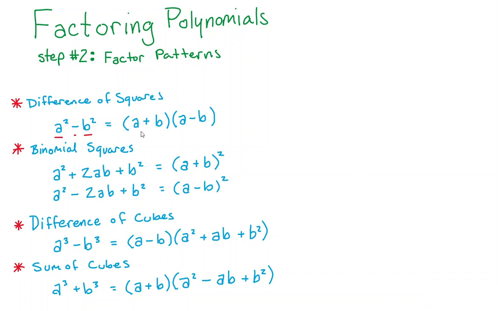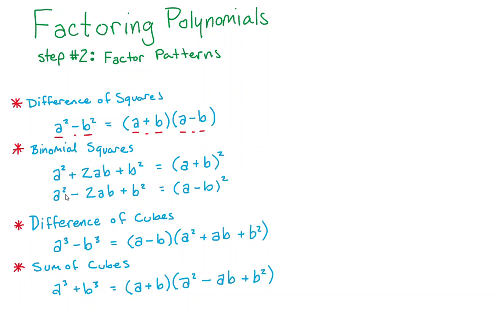If you see that, then you know that you can break this down into two binomial factors. The first factor will be whatever the square root of the first term is, plus whatever the square root of the second term is, and then multiply that by a second binomial, that is whatever the square root of the first term is minus whatever the square root of the second term is. That's a difference of squares.